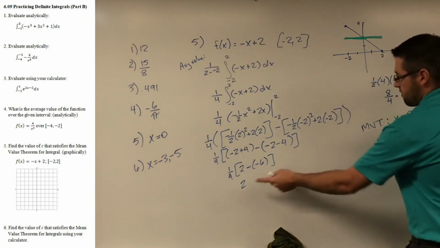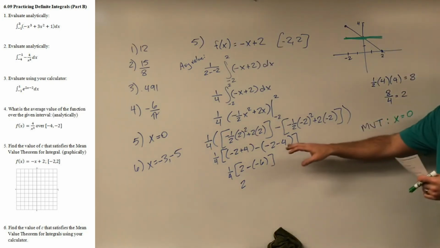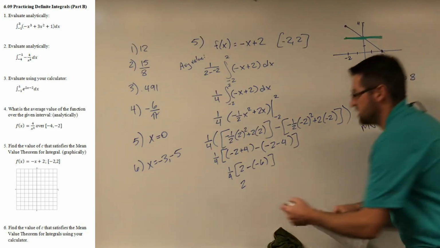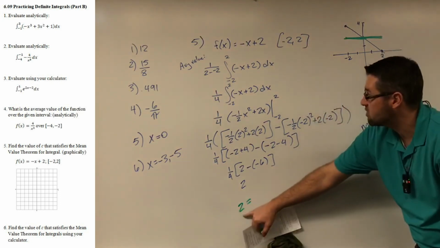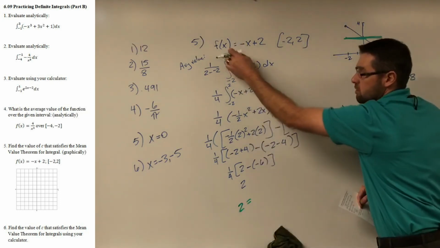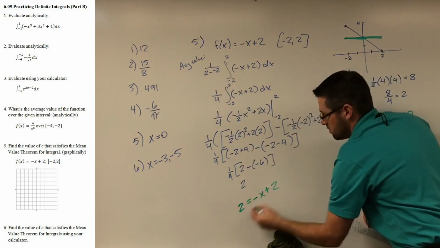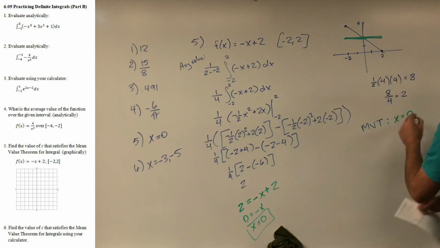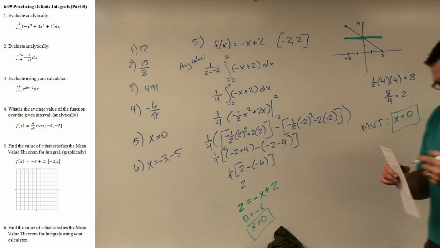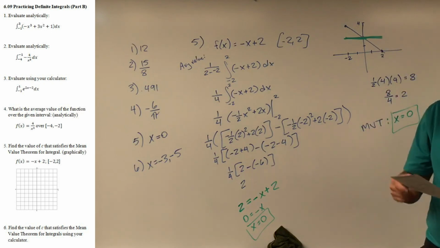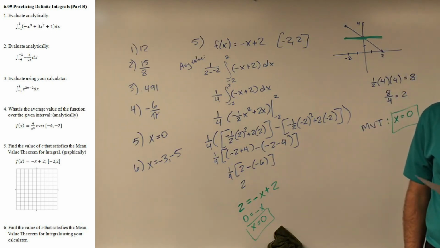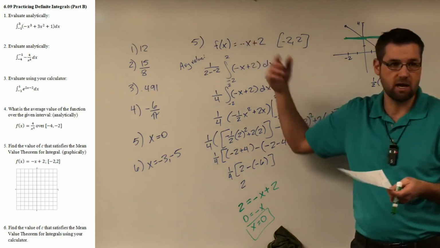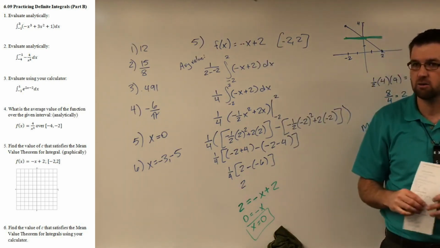So analytically, from here, what would we do to show the mean value theorem? We would say, when does the average value equal the function? So that would be 0 equals negative x, or x equals 0. Okay? Look, it's very simple. You find the average value. Once you find the average value, you set it equal to the integrand, and that tells you where the curve matches the average value. Okay?